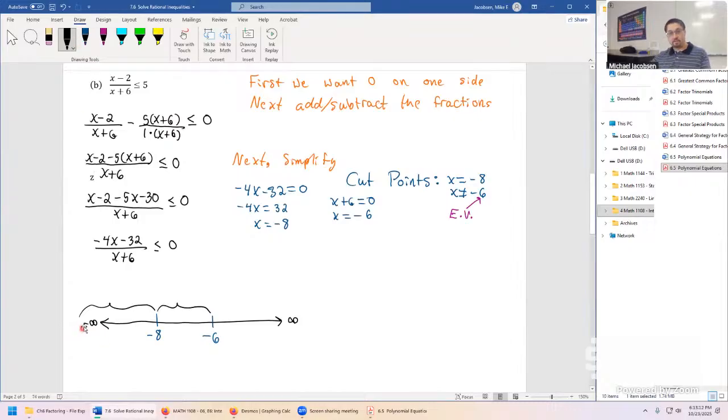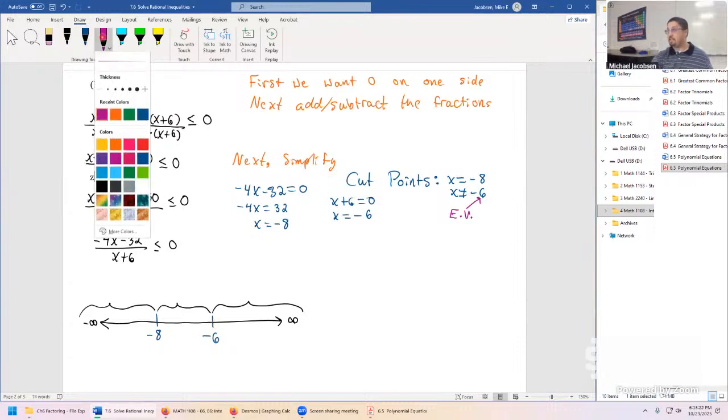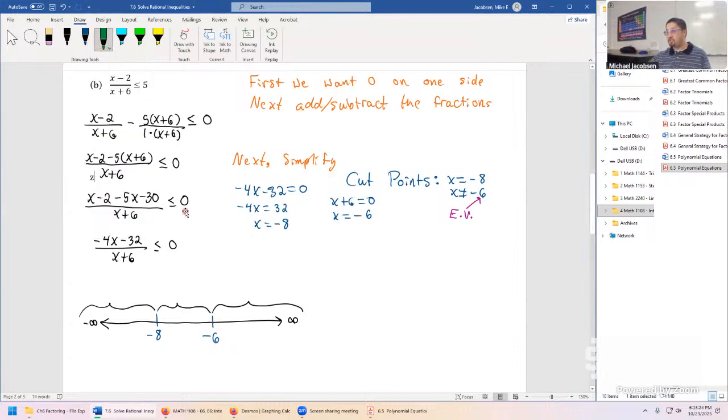One's infinitely long from -infinity up to -8. There's a finite region from -8 to -6. And then another infinitely long region from -6 to infinity. What we want out of all of this is to determine what is the sign here, here, and here. Is it going to be positive or negative?